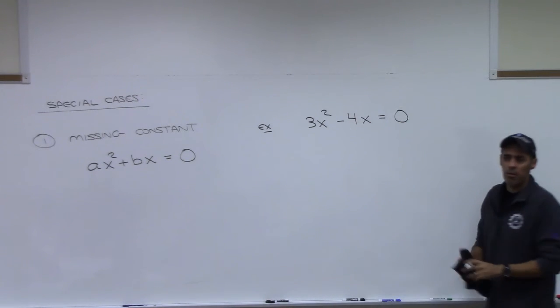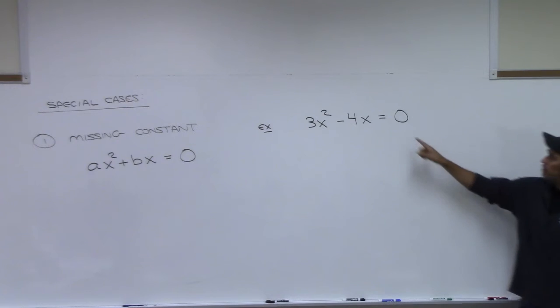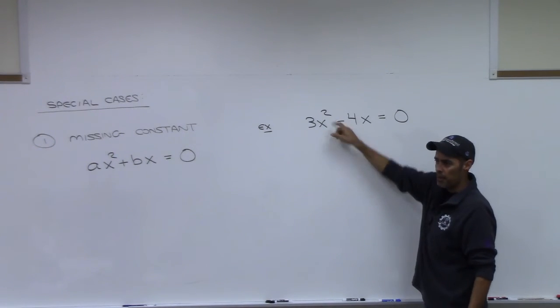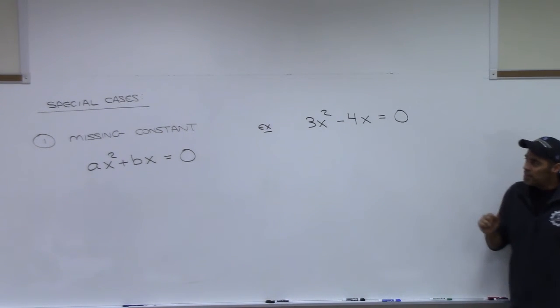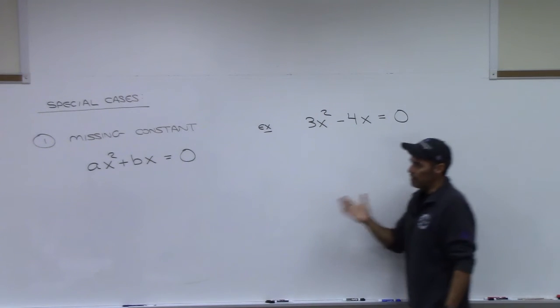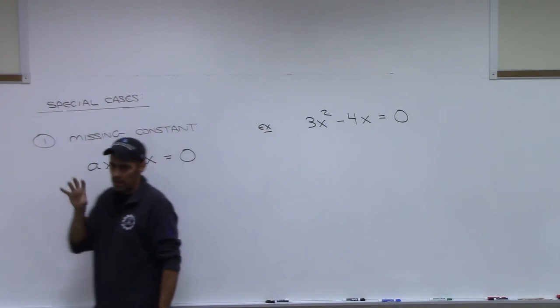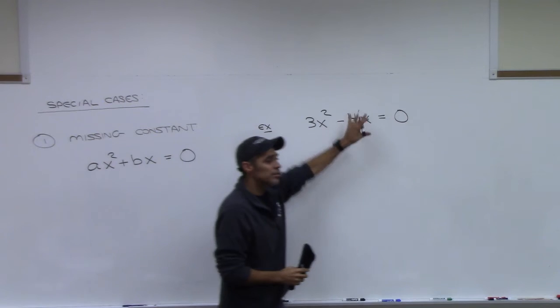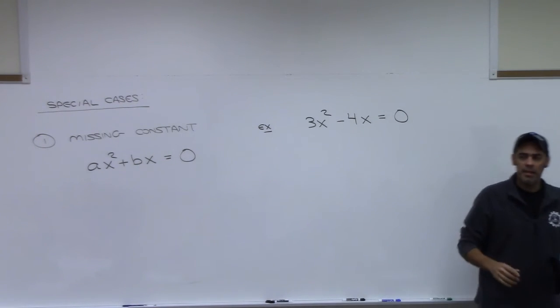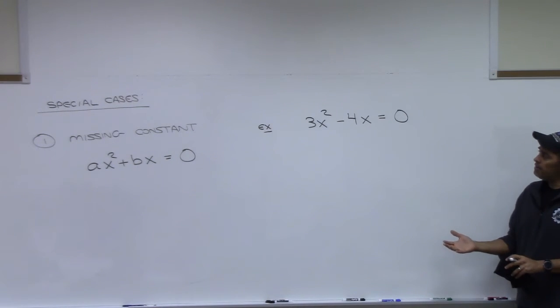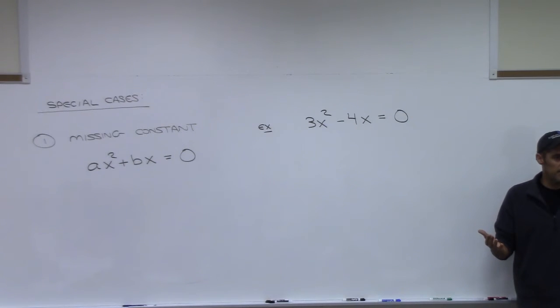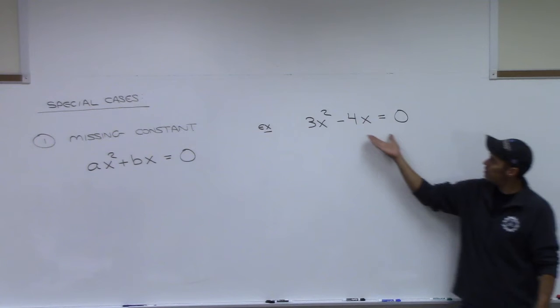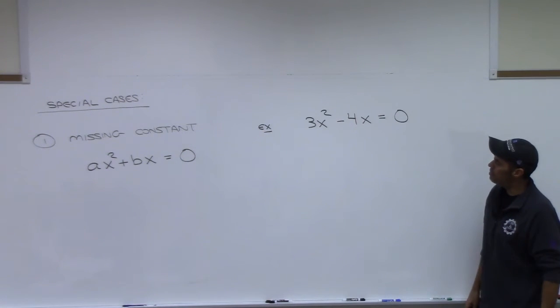Is that a quadratic equation? Equation, quadratic, right? Okay. Are you missing the constant? Yes, you're missing the constant, right? You just have the x squared term and you have the x term. Instead of using the quadratic formula, all you have to do here is GCF, greatest common factor, on the left-hand side. So look at the left-hand side. What's in both of those?